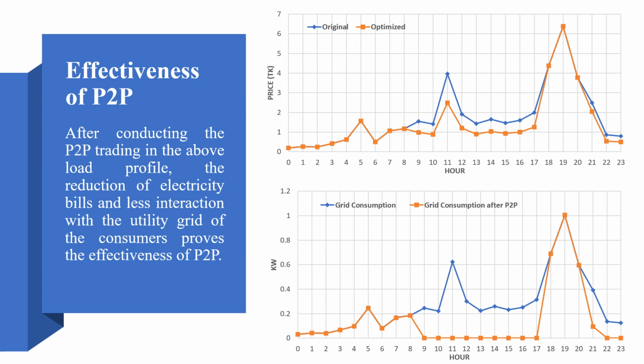Similarly, after the P2P has been implemented, we can see the reduction of interaction with the utility grid as well. As you can see, in these hours the consumer is producing more than 0.6 kilowatt. But after the P2P has been implemented, the consumer does not have to interact with the grid, because all the power has been coming through the other consumer in those hours.